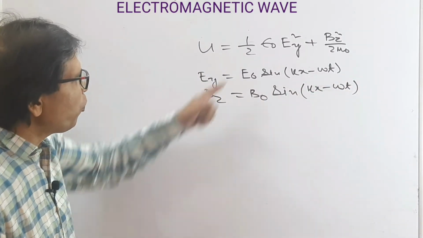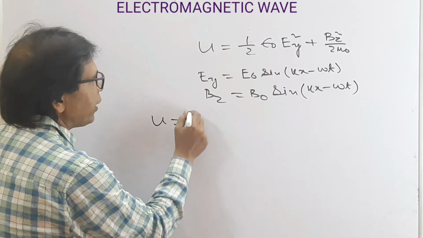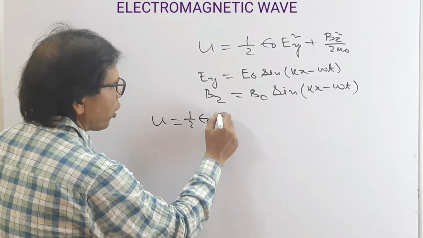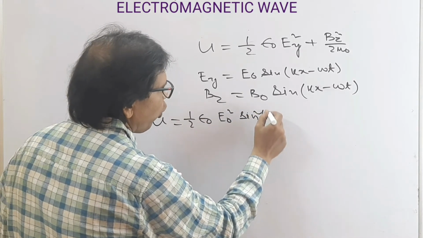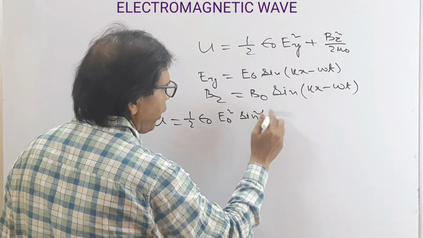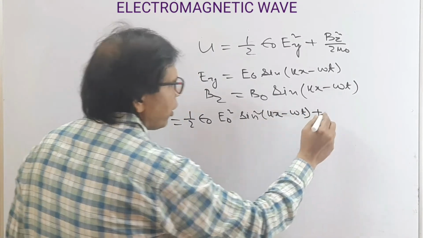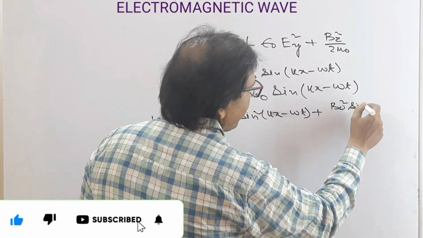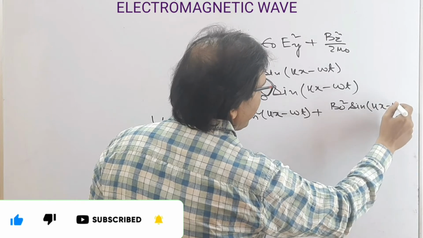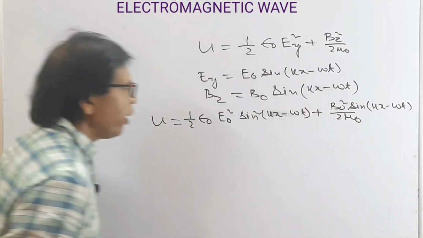Okay. Now put in these values of Ey and Bz. So U equals, look at this, half epsilon naught E naught square sine square of kx minus omega t plus B naught square sine square of kx minus omega t by 2 mu naught. Okay.